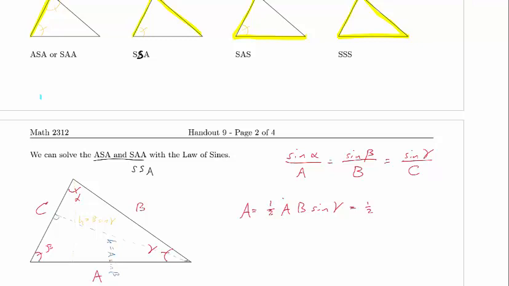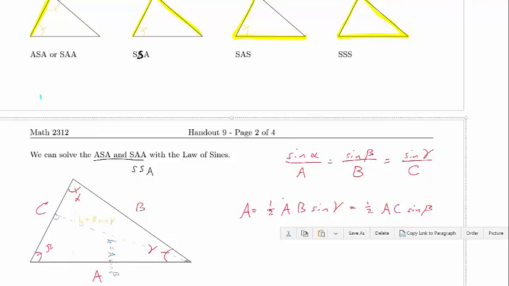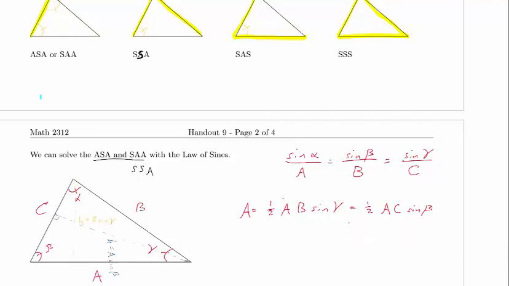Which gives us 1/2 AC sine beta. And using that same pattern we were looking at before, we'll jump to the last expression, which is 1/2 BC sine alpha, right? Looking at these two guys there.